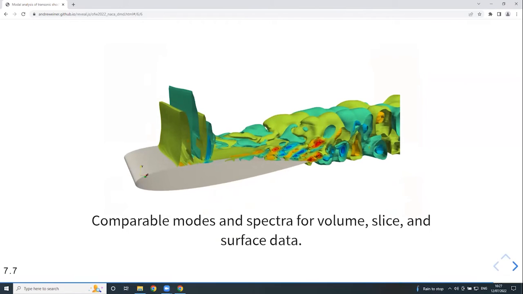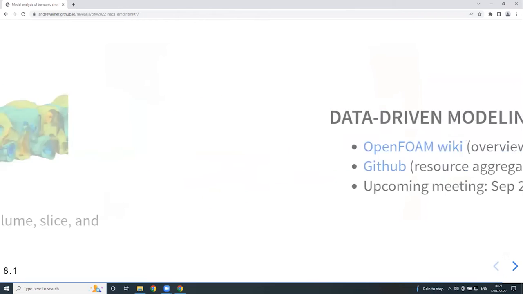Another interesting result is that, at least in terms of CFD data, I could take surface data, volume data, or slice data, and I got very similar spectra for all the different data sources.